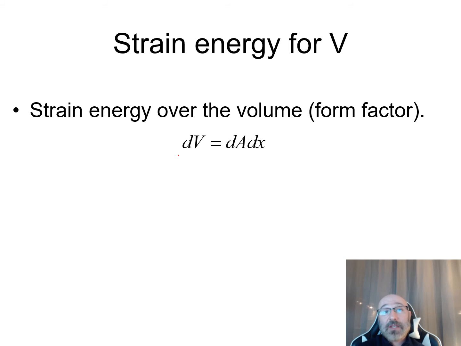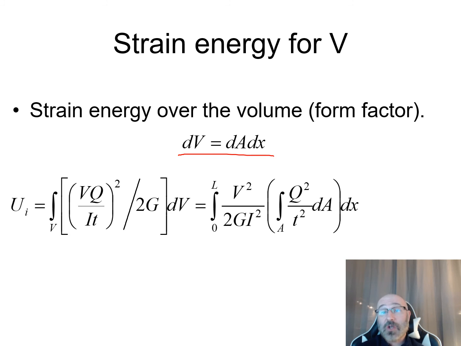So now that we've defined that dV is equal to dA dx, we can go with our general equation for our strain energy we saw on our slide before for our external shear force V. So our strain energy is equal to the integral over our volume of this Vx over IT squared, from our shear stress, divided by 2G dV. So now we can plug in that dV is equal to dA dx.